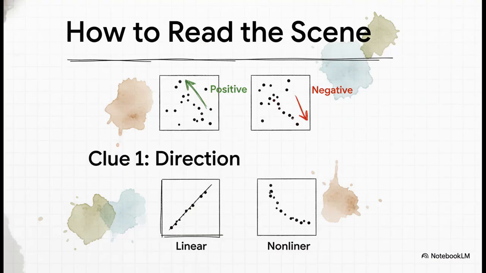Okay, so when you're looking through that magnifying glass, your scatter plot, what are you actually looking for? Well, you're searching for clues, and there are two main ones to start. First is direction. Are the dots generally going up and to the right? That's positive. Or are they going down? That's negative. The second clue is form. Do the points look like they're clustering around a straight line? We call that linear. Or is it more of a curve?